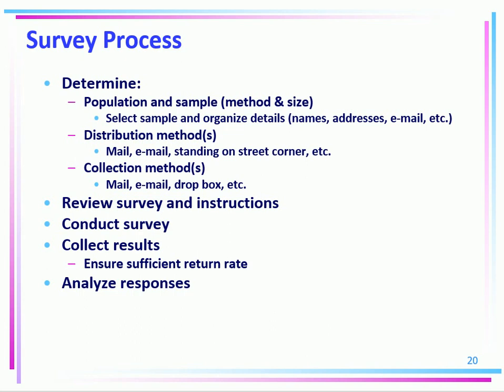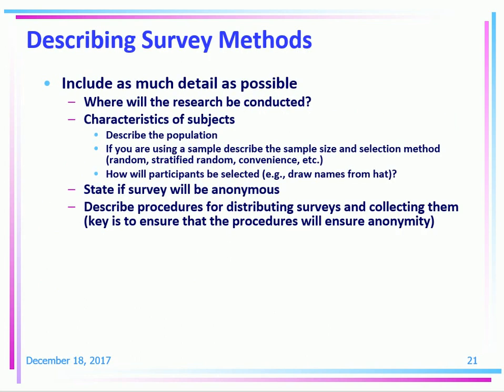Anyway, survey process: you determine your population sample, you determine your distribution method, how the survey is going to reach the sample, the people, the respondents, and how it's going to be returned. You look at the survey itself and the instructions, you conduct the survey, and so on, right? It's fairly straightforward. So in terms of writing about your survey methods, you have to be as detailed as possible.